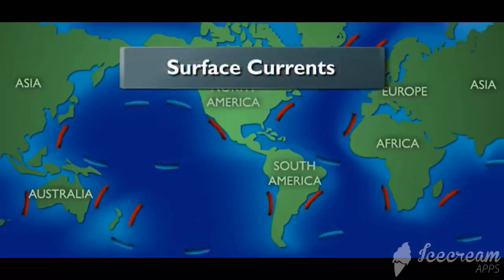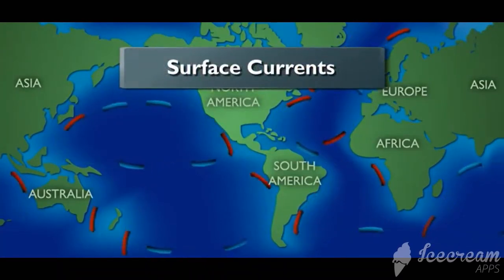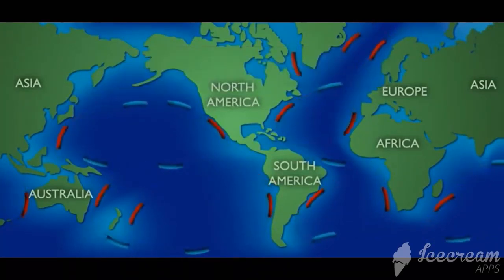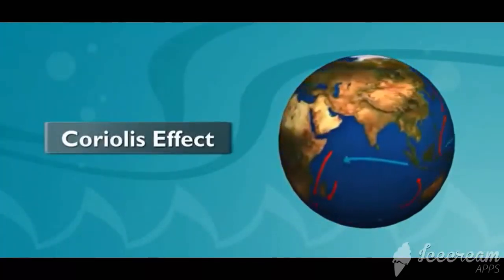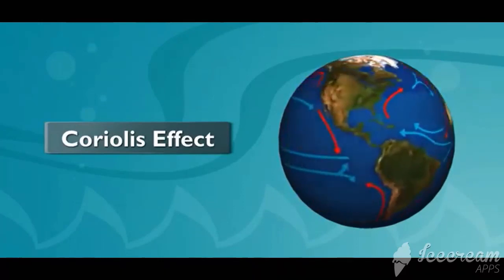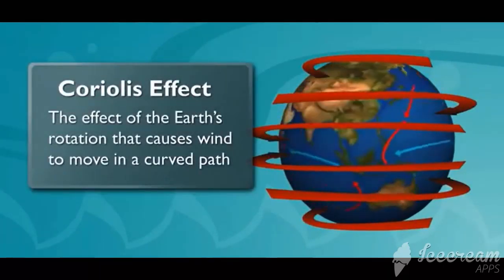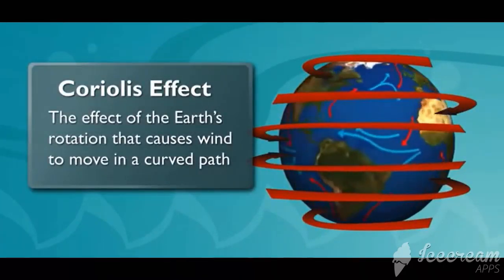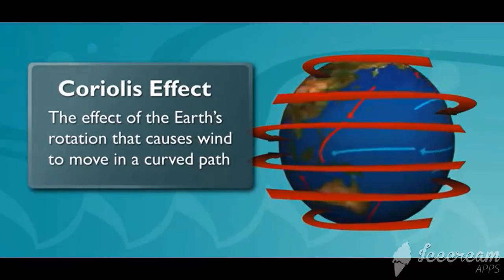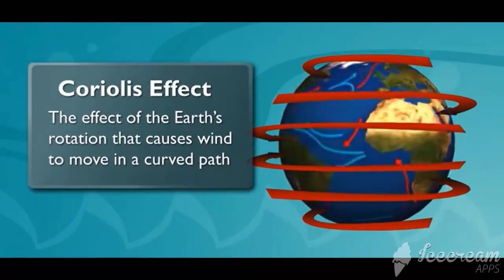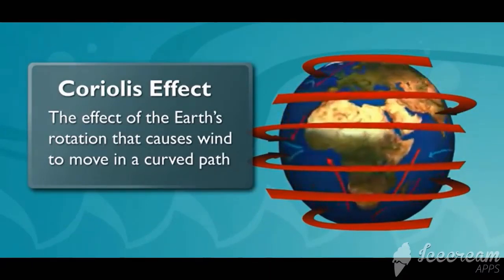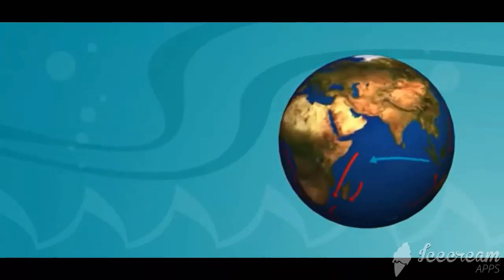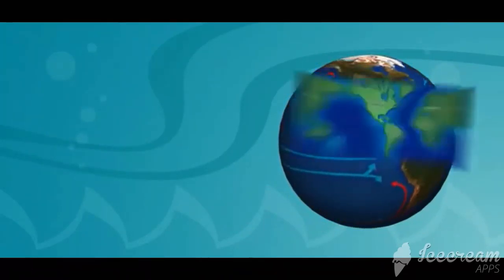Surface currents move along the edges of continents. Where'd that surface current get such a powerful push? Surface currents are pushed along by the wind and the Coriolis effect. And you lost me. Coriolis what? The Coriolis effect. It's the effect of the Earth's rotation that causes wind to move in a curved path, east to west instead of north and south. Because the wind's direction is controlled by the Coriolis effect, the direction of the currents is too. Okay, that makes complete sense. Anything else I should know about surface currents?